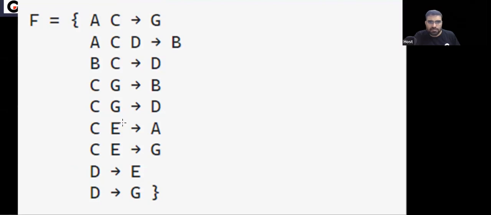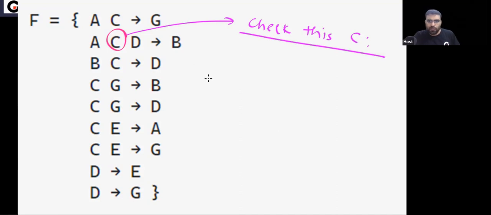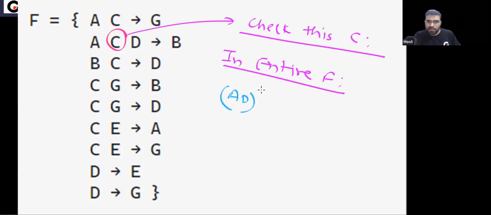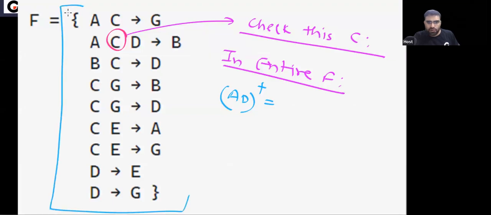For example, let's ask this C. Tell me, what about this C? Is this C extra? Check this attribute C on the LHS. If you want to check this C, then what will you do? Tell me. In the entire F, you are going to find what is AD plus. Yes or no? In this entire F, you will find AD plus.